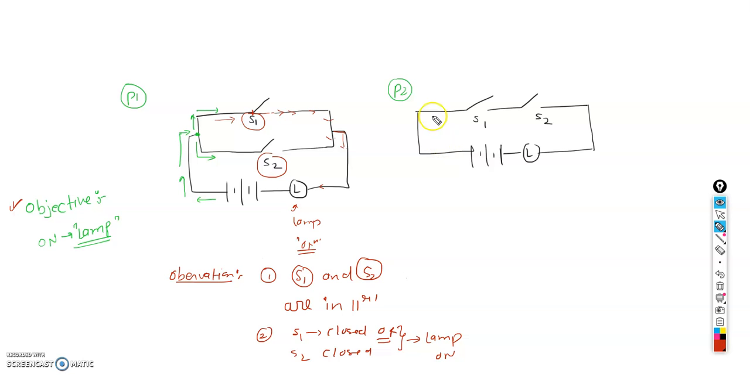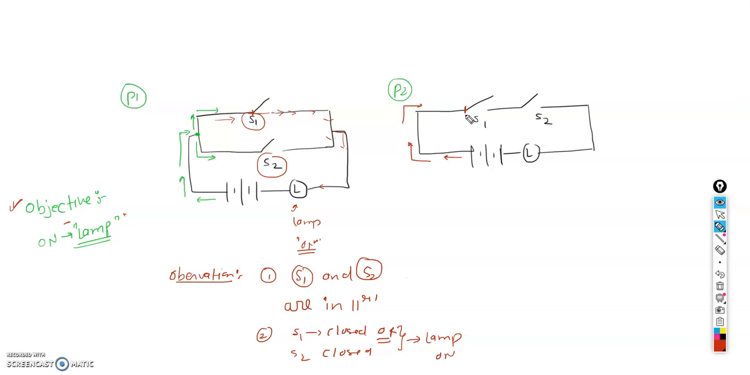Now let's try to observe a couple of things in the second diagram. How can we interpret this? Here we have two switches, S1 and S2. Same thing, our objective remains the same: we have to switch on our light. Suppose our current starts flowing like this. Now when my current flow reaches here, again the problem will be the same.